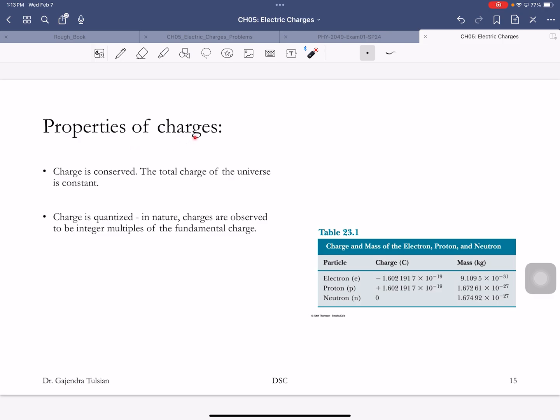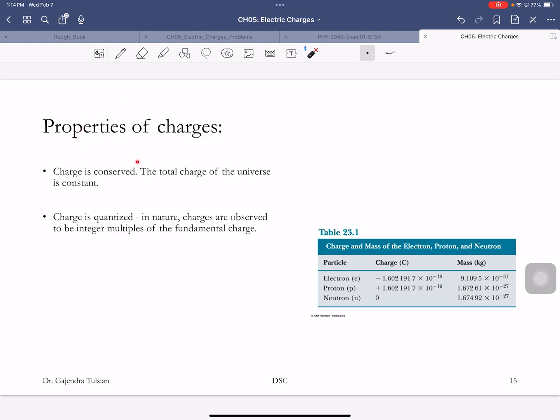Now we'll look at some properties of charges. Do you guys need a break? I'll do a few more slides and then we'll take a 5-minute break.